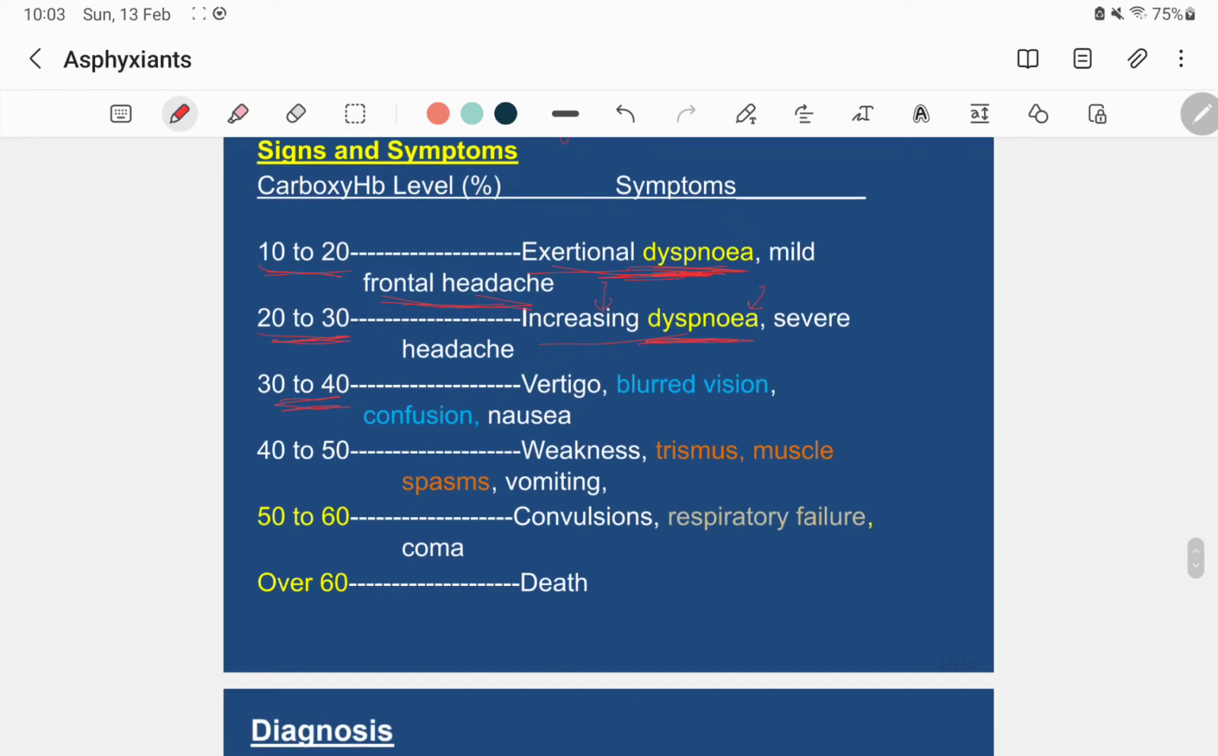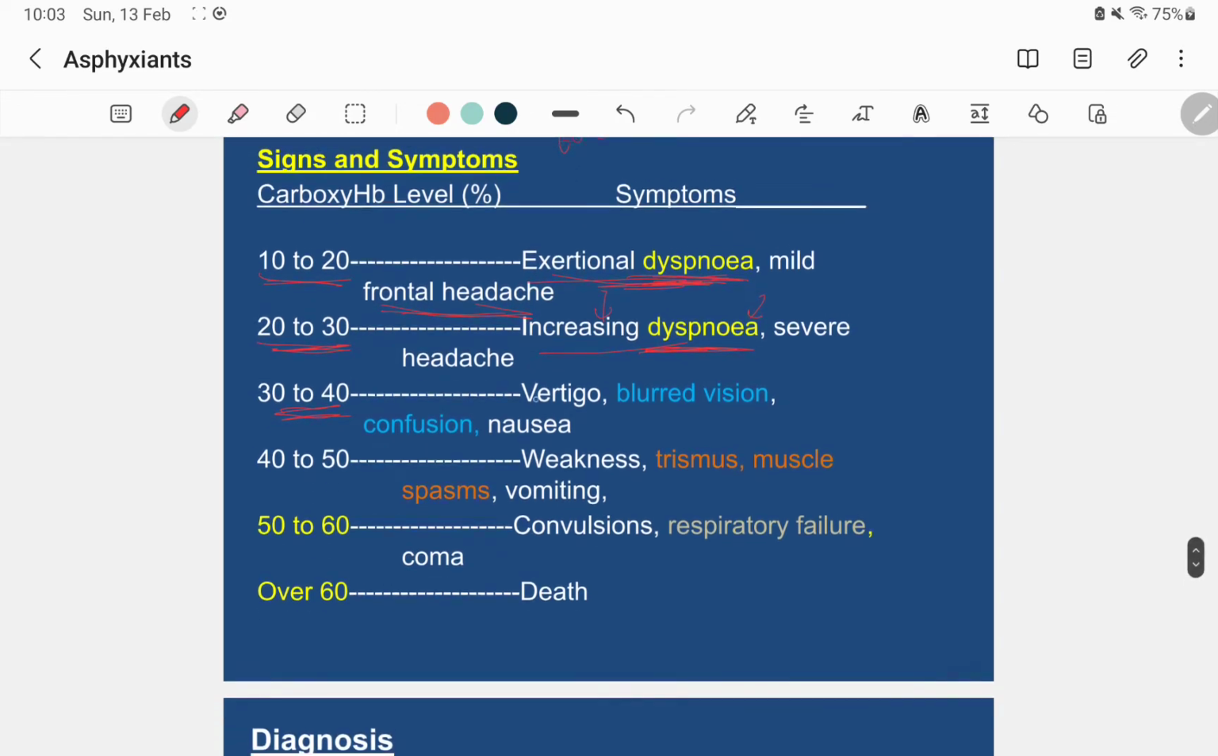At 30 to 40 percent carboxyhemoglobin, vertigo, blurred vision, confusion, and nausea occur. The CNS has been affected. So these were the mild respiratory and local symptoms. At 40 to 50 percent, weakness, trismus, muscle spasm, and vomiting happen. And at 50 to 60 percent, convulsions, respiratory failure, and coma.